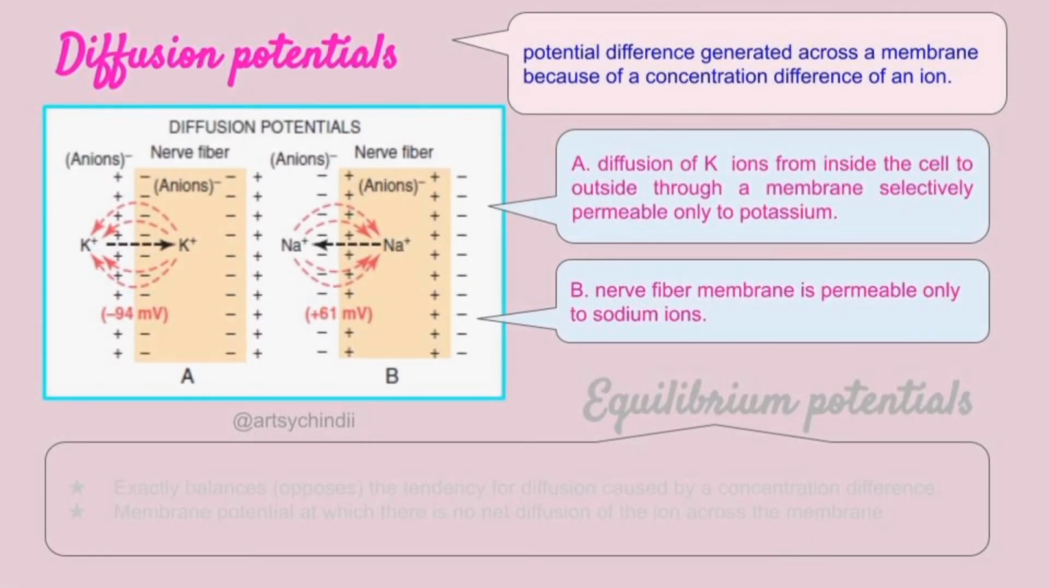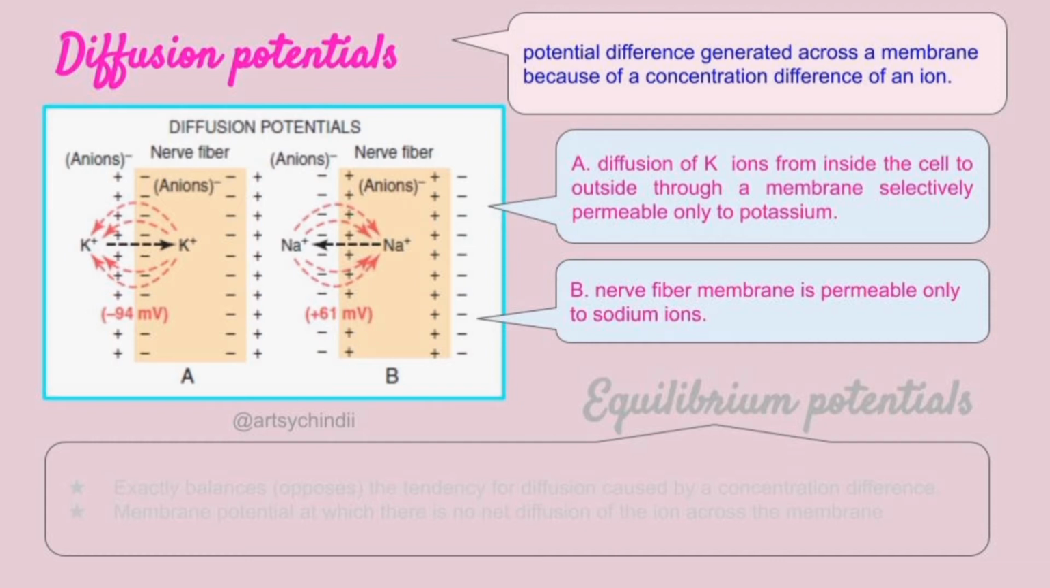Diffusion potential. Diffusion potential is the potential difference generated across a membrane because of a concentration difference of an ion. A diffusion potential can be generated only if the membrane is permeable to the ion. The diffusion potential level across a membrane that exactly opposes the net diffusion of a particular ion through the membrane is called the Nernst potential for that ion.